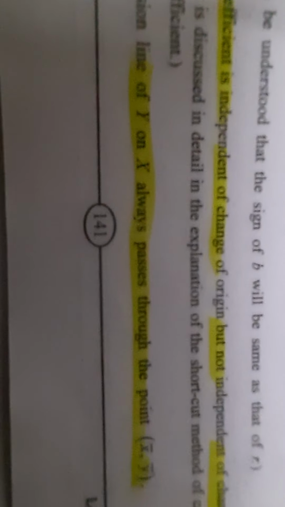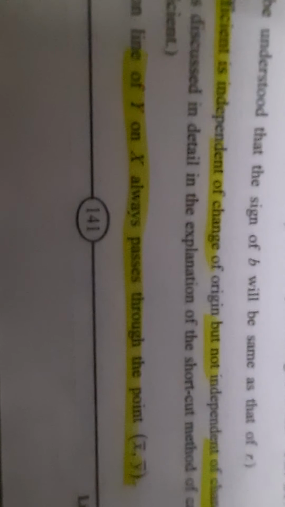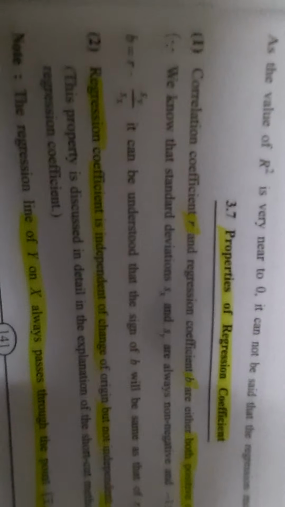Then please remember that the regression line of y on x always passes through the point x bar and y bar. Sometimes a fill in the blank question can be asked on this particular point. So please study the properties really well, two properties only, so you can learn them really well.